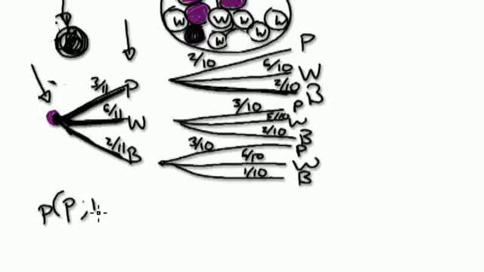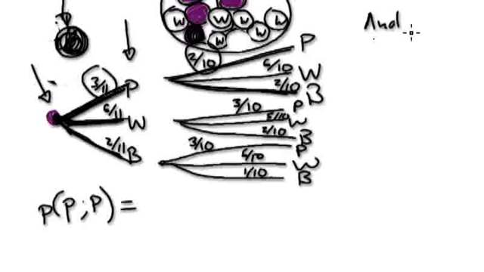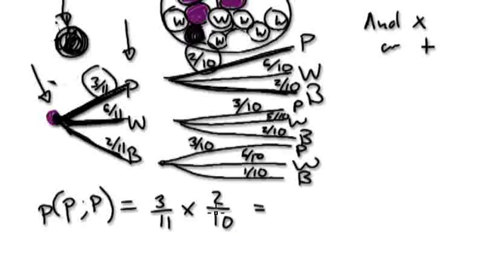Okay? So the probability of purple and purple equals, well, we need a purple one and a purple one. So you've got to get this times this. Remember, if it's an and, you have to times. If it's an or, you add. So we need a purple one and a purple one. So that would be 3 over 11 times 2 out of 10. Okay, so that top times top is 6, and then this one here would be 110.